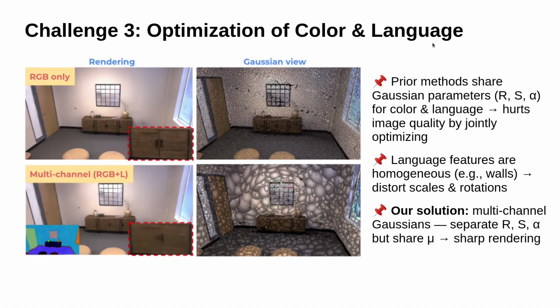The third challenge we face is how to jointly optimize color and language in Gaussian splatting. In prior methods like LangSplat, color and language embeddings share the same Gaussian parameters, such as rotation, scale, and opacity, which is shown to hurt the image quality when jointly optimized. Because language features are homogeneous, for example, large walls and areas may all share the same language code, which conflicts with the fine details needed for color. Our solution is to decouple these parameters. We keep separate rotation, scale, and opacity for color and language, but still share the same position. This produces sharper rendering details.